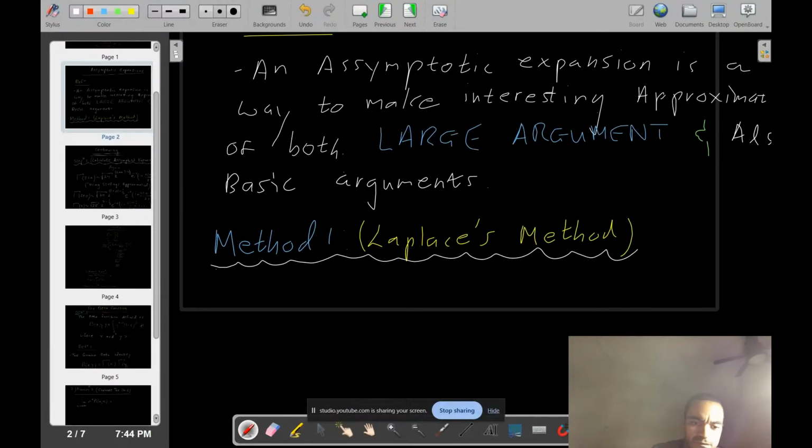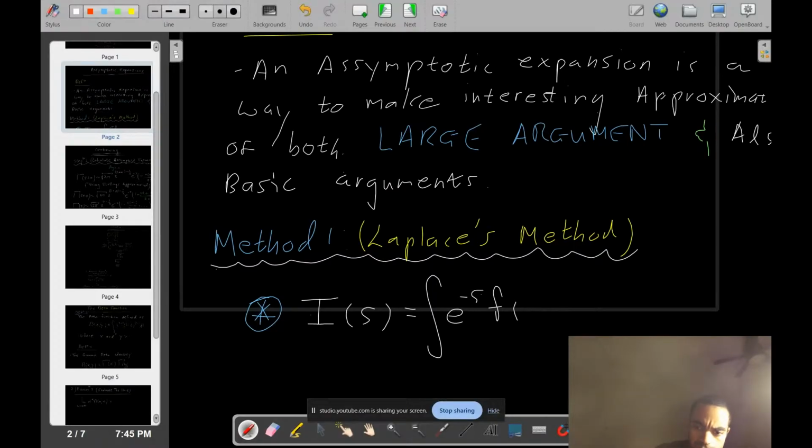Take an integral. It's usually written in this form. For those of you who love integrals, you're in the right place. So I is an integral as a function of s, and it's equal to the integral of e to the negative s f as a function of x and s, ds.